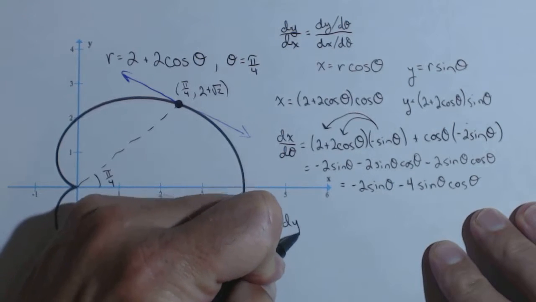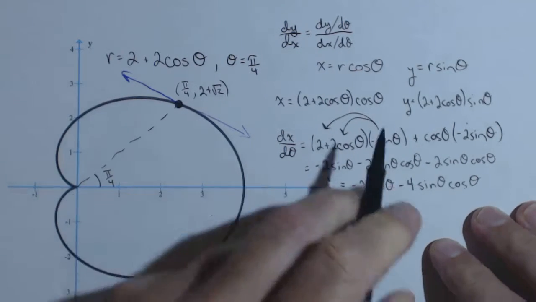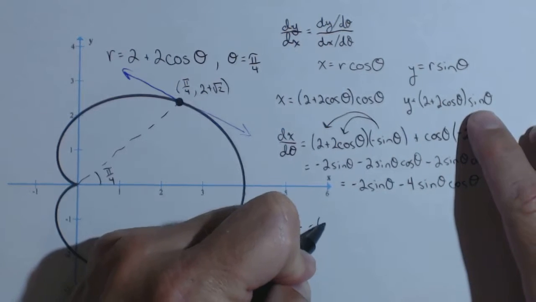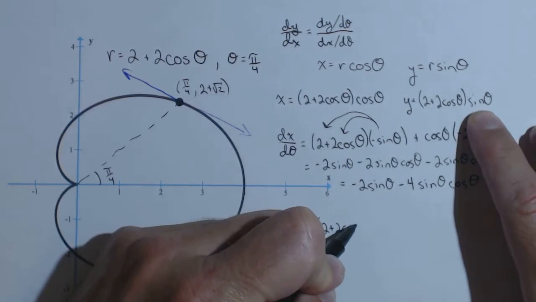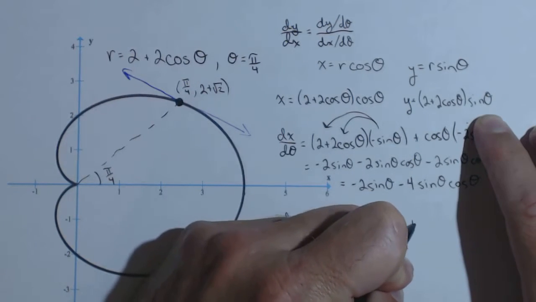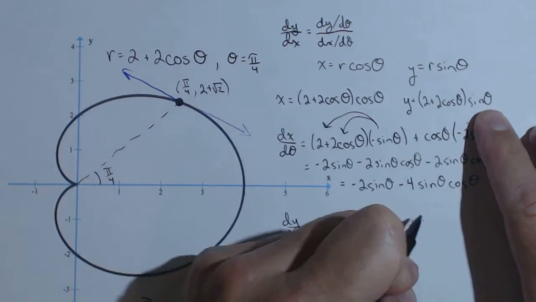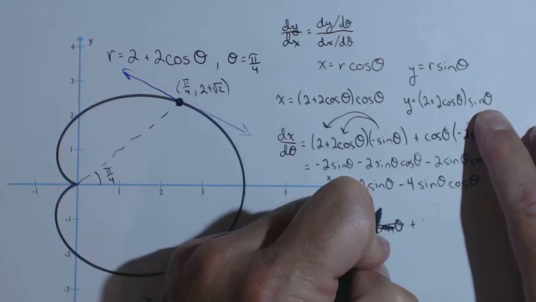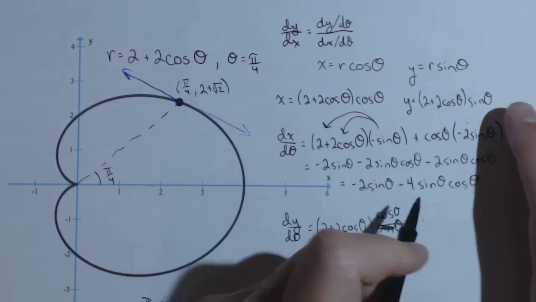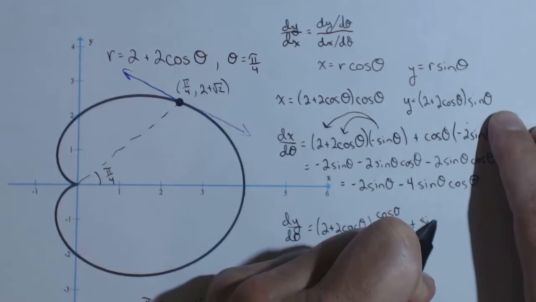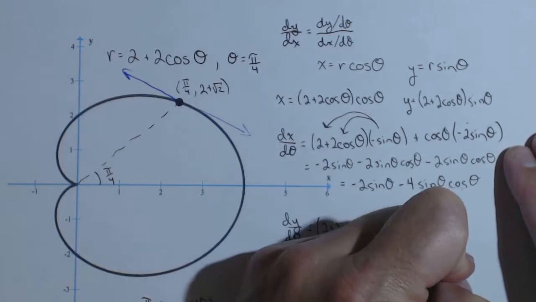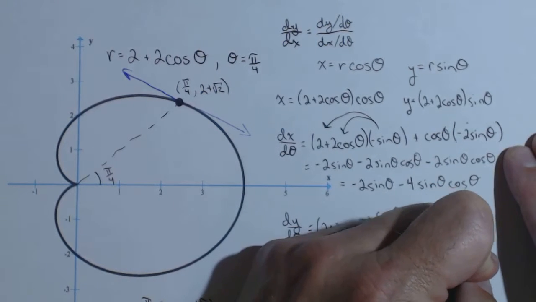Let's go ahead and find our dy/d theta. Again, it's going to be a product rule on this guy. So I'm going to leave this part alone. 2 plus 2 cosine theta times sine theta plus, now, excuse me, we got to take the derivative of sine theta, which is cosine theta. Now we'll leave the sine theta alone, times the derivative of this part, which we did here. We already know that's negative 2 sine theta.